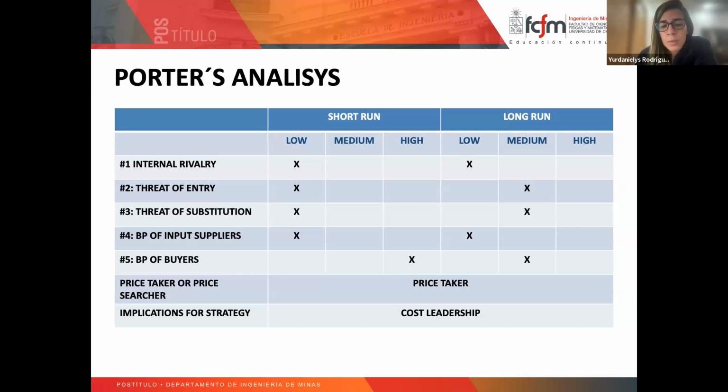So this is according to the price, because we consider that it is a price taker, according to the volatile price, considering that the price in this case depends on demand. The main consumer of this mineral is China in this case. Implication for strategy, this is a cost leadership. Now let's look at the conclusion and remarks that we consider for our analysis.